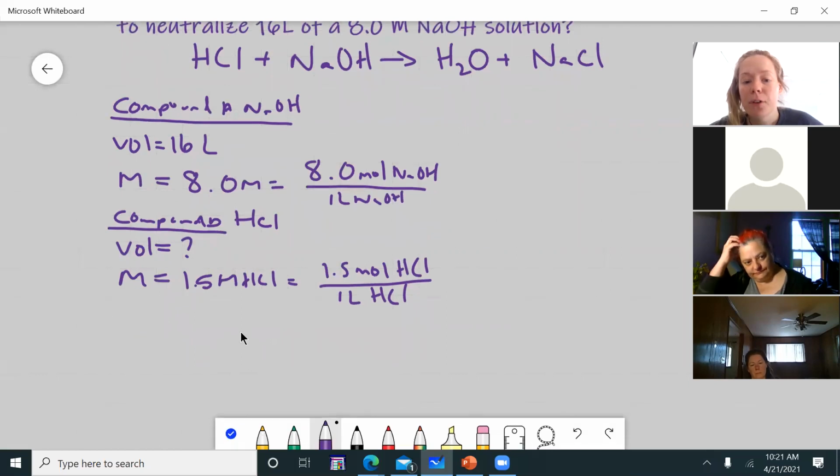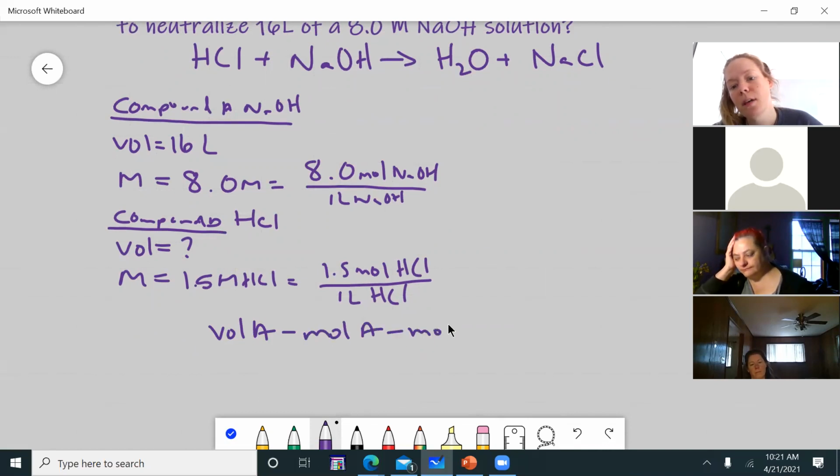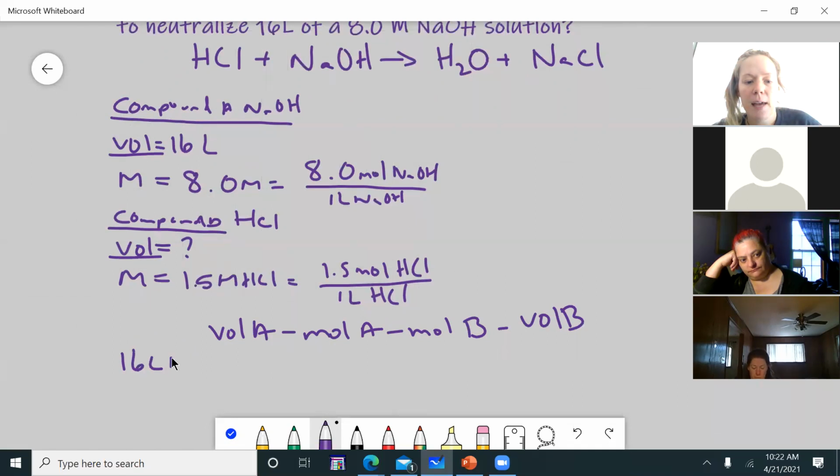Okay, so I'm going to write out the flow chart, which is volume of A is going to convert to moles of A, and that will convert to moles of B, which will in turn convert back to volume of B, because I'm starting here and I'm sort of ending here. So let's write our volume A. It's 16 liters of NaOH.